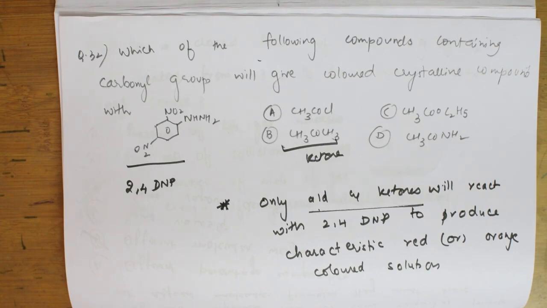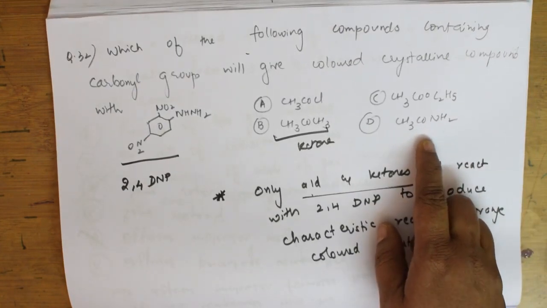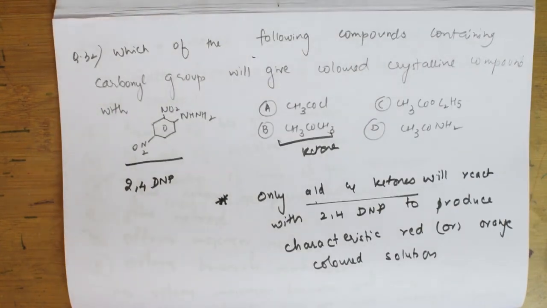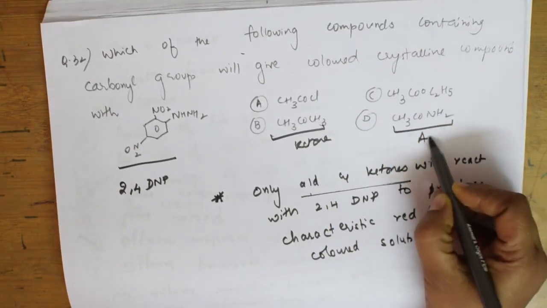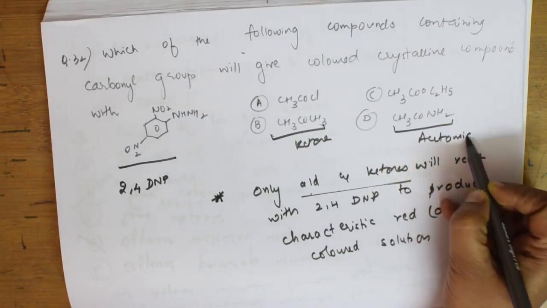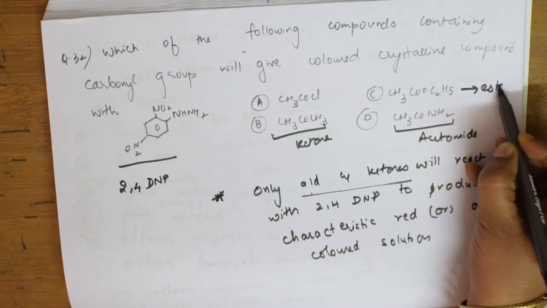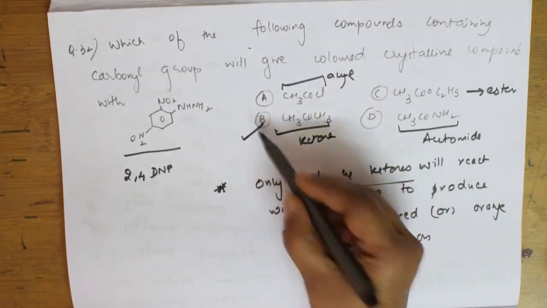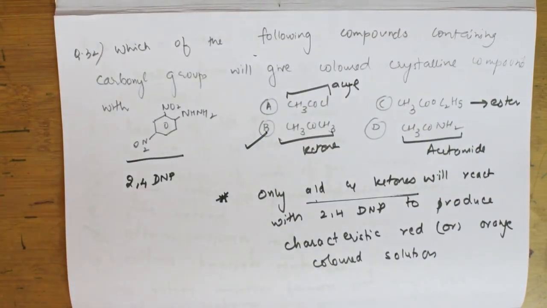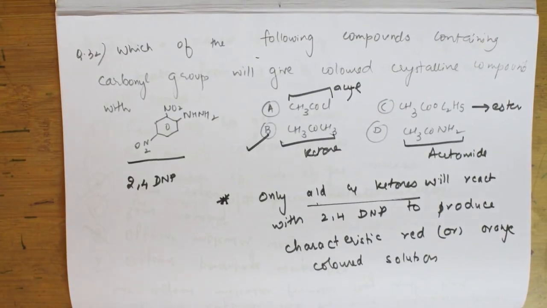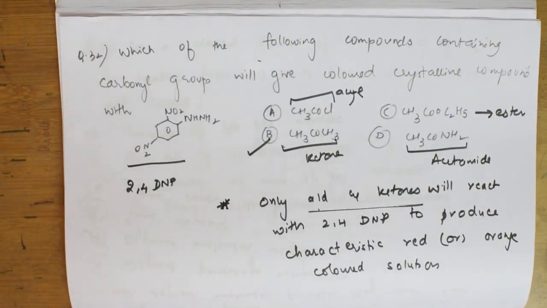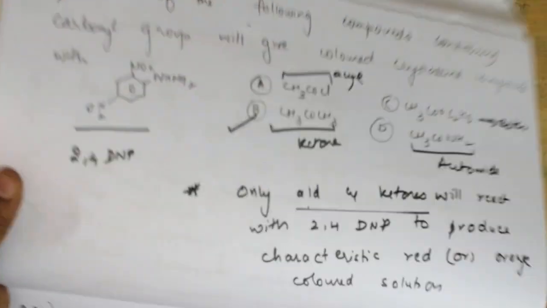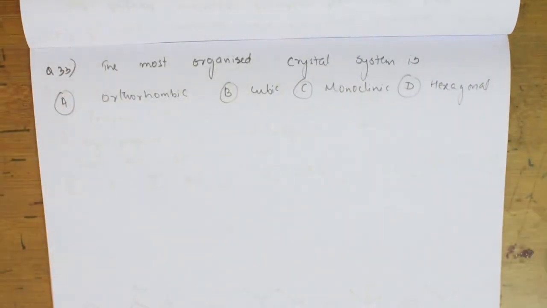So what is the name of this compound? CH3CONH2, this is acetamide, isn't it? So this is acetamide. This is an ester. This is an acyl group. So which is the correct option? The correct option is B. Correct, students? Yes. So hope this is clear. Let's come back and do one more. Next question. Let me take this question.